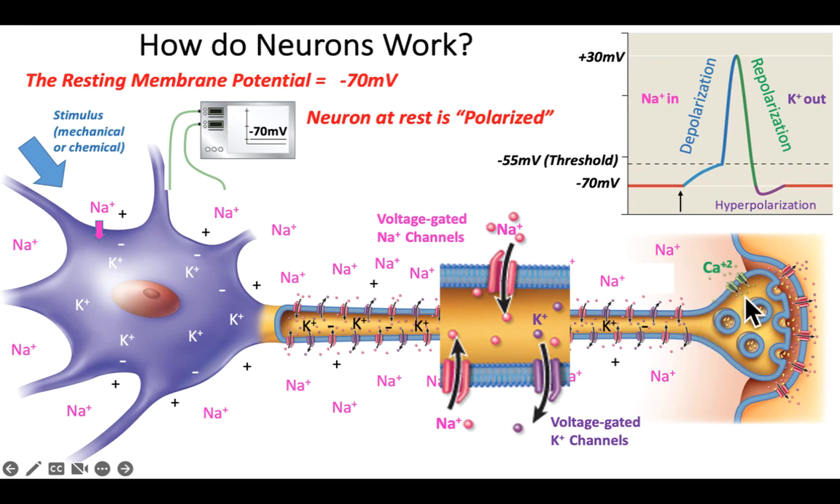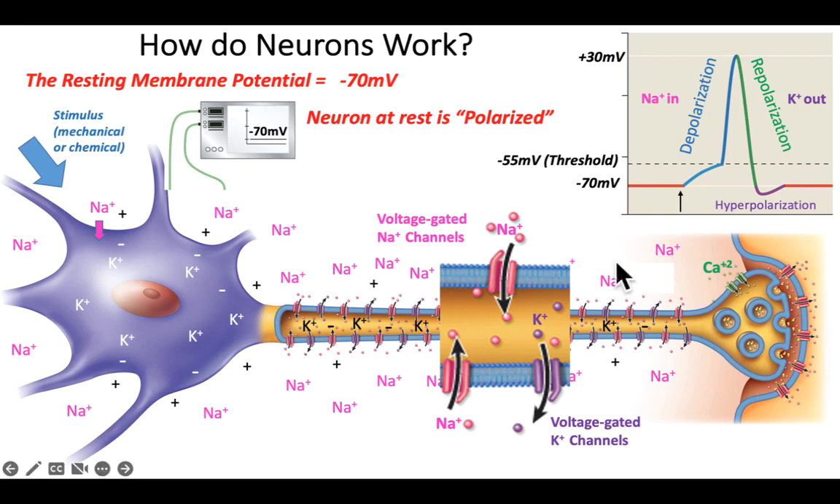And then calcium goes in, and we know what happens because we learned about the neuromuscular junction. That releases the neurotransmitter, and then we stimulate whatever cell this is. This cell would have to have ligand-gated channels here that open in response to the neurotransmitter. So that's how a neuron sends an electrical signal down its axon.